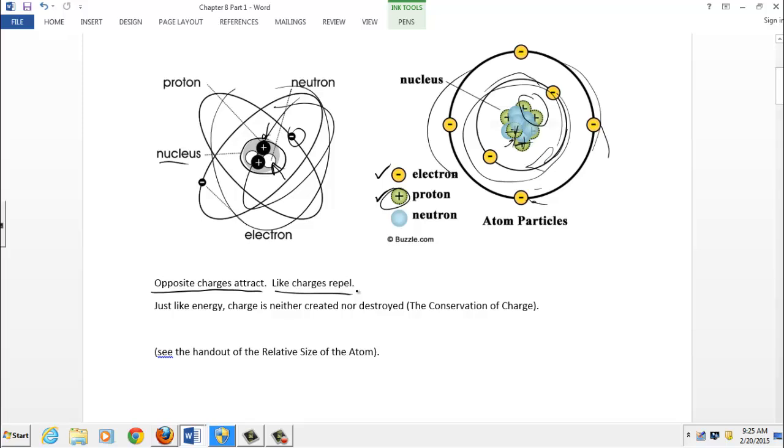In a previous chapter we talked about the conservation of energy, and we said energy is neither created nor destroyed. The same can be said for charge. Charge is neither created nor destroyed.